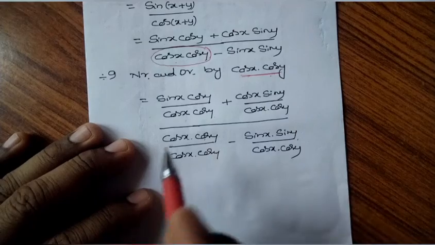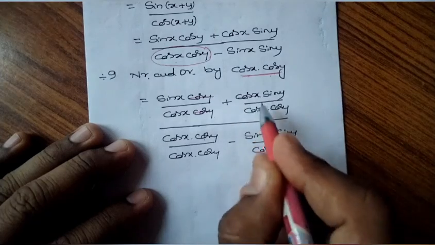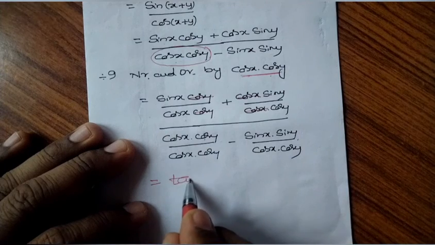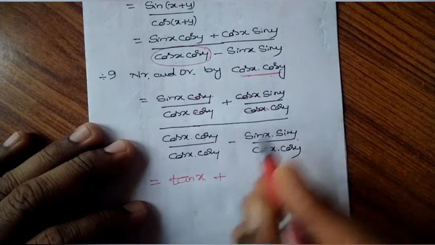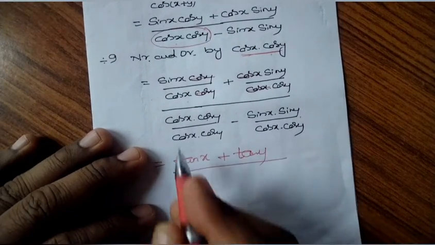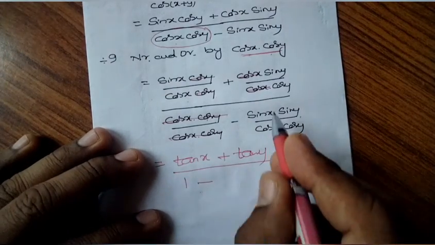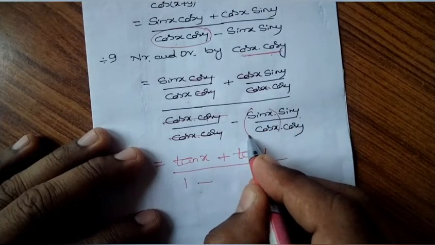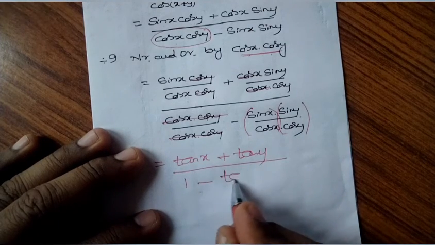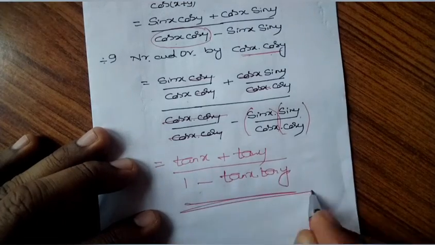So here cos y gets cancelled. So here cos x gets cancelled. So we get sin x by cos x, which is tan x, plus sin y by cos y, which is tan y, whole divided by, here cos x cos y gets cancelled, we get 1 minus here sin x divided by cos x gives tan x, sin y by cos y gives tan y. So that is tan x into tan y, hence the result.